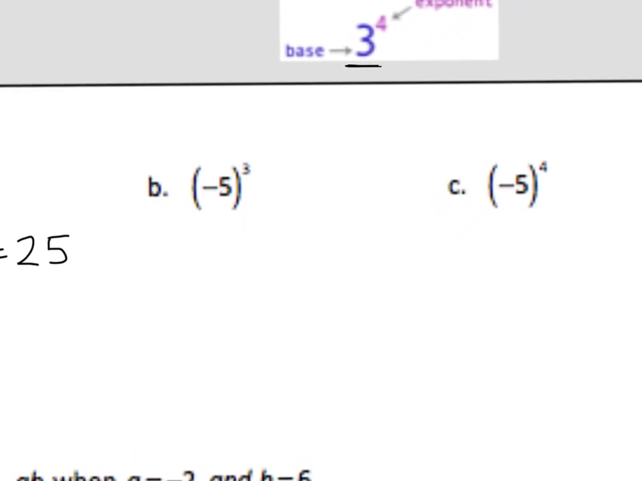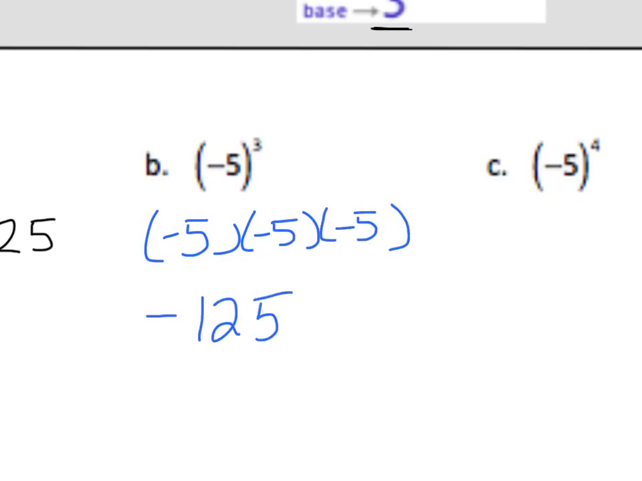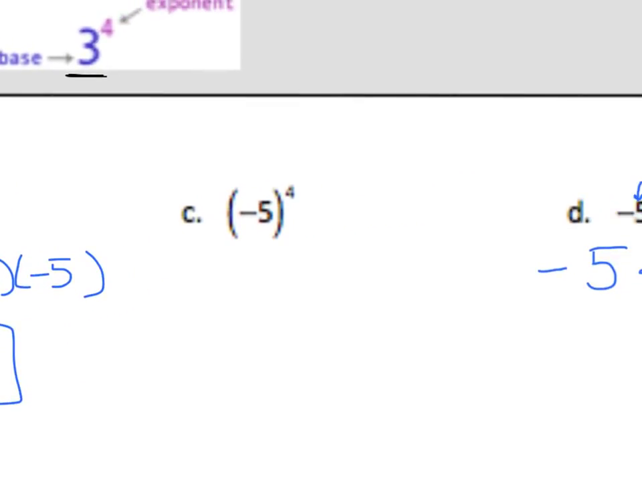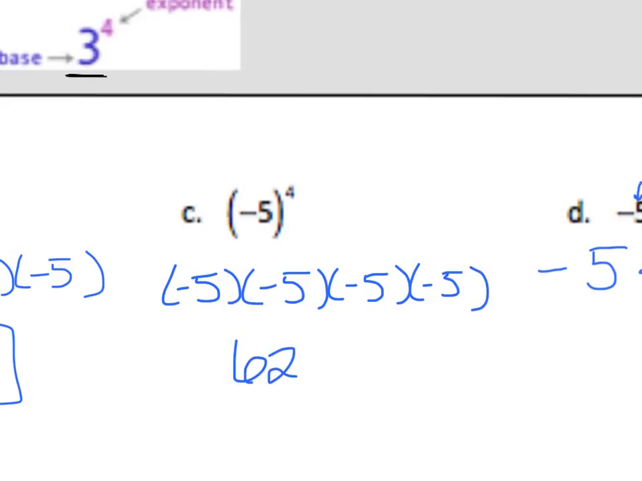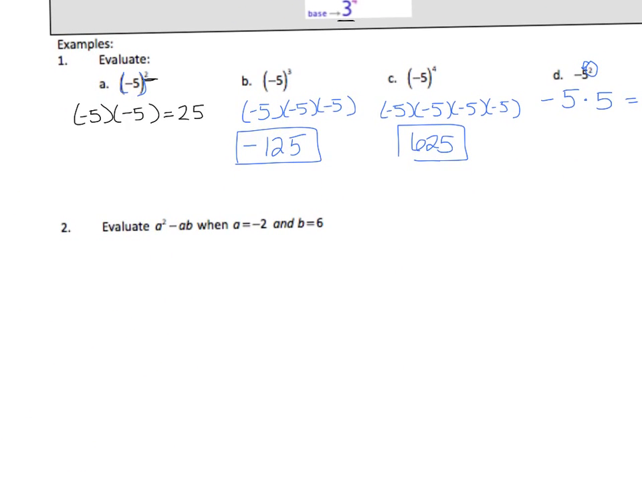Okay, let's do B and C real quick. Again, without my calculator, I'm going to say -5 times -5 times -5, and that's going to be -125. Okay, and then C is going to be -5 four times, which is going to be +625. Okay, so that's part of level 1.